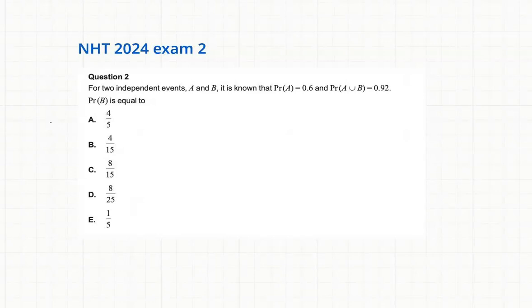So for this question, we need to be able to analyze the information. Firstly, it says that A and B here are two independent events. So for two independent events, we will have the formula: the probability of A intersect B will be the probability of A times the probability of B. So in here, we know that the probability of A is 0.6. Therefore, the probability of A intersect B here will be 0.6 times the probability of B.